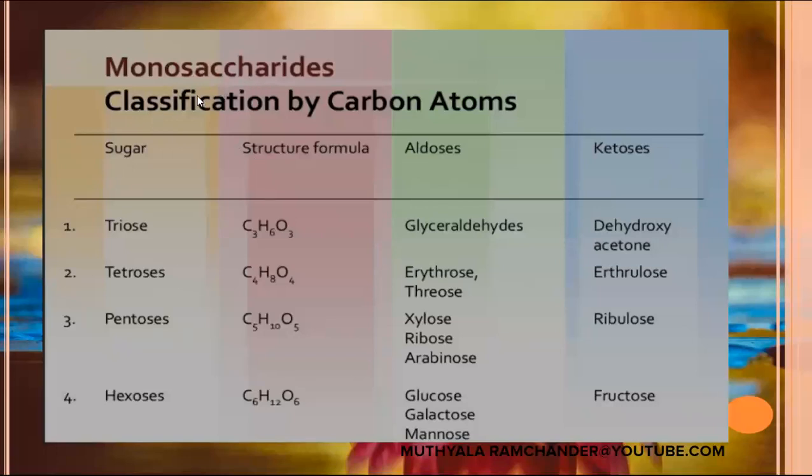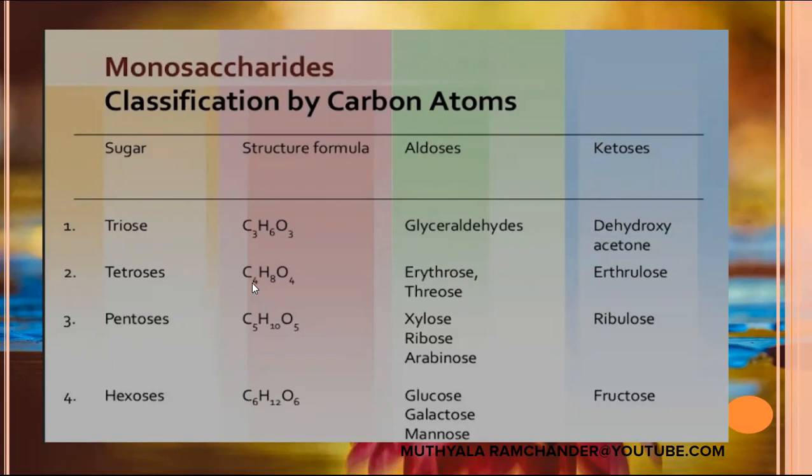See, monosaccharide classification is based on the number of carbon atoms. The first one is triose. The structural formula of triose is C3H6O3. Trioses containing an aldehyde group are aldoses. Example, glyceraldehyde. If ketone groups are present, they are called ketoses. Example, dihydroxyacetone.